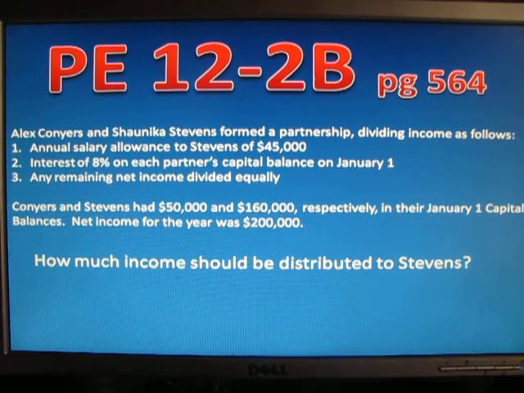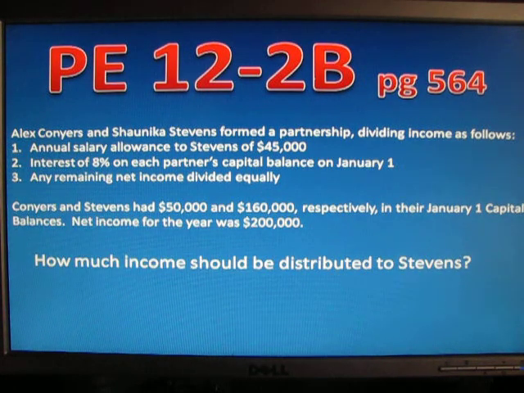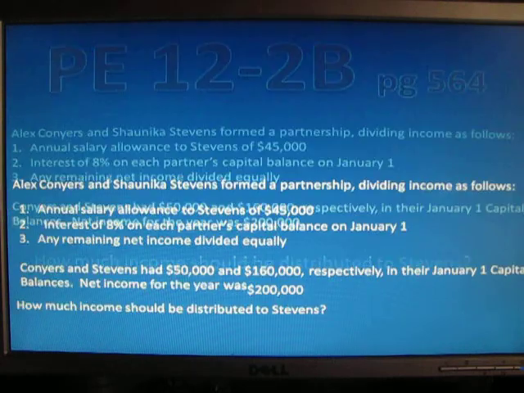It says Conyers and Stevens formed a partnership. They're dividing income by taking 1. A salary allowance to Stevens, 2. Interest on their capital balances, and 3. Any remaining net income divided equally. So our question is, how much income should be distributed to Stevens?